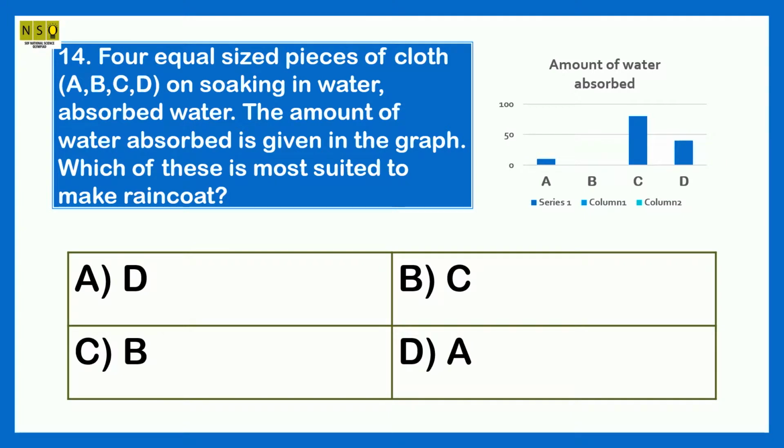4 equal sized pieces of cloth A, B, C, D on soaking in water absorb water. The amount of water absorbed is given in the graph. Which of these is more suited to make raincoat? So we can see in the graph that A absorbs least amount of water, B absorbs no water at all, C absorbs most amount of water and D absorbs medium amount of water. In the question, they are asking which is the most suited to make raincoat. Raincoat should not absorb water. Therefore, the answer is B.